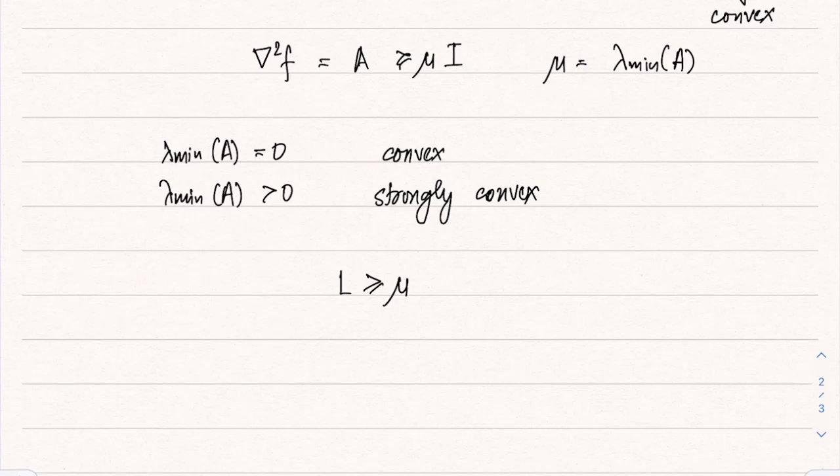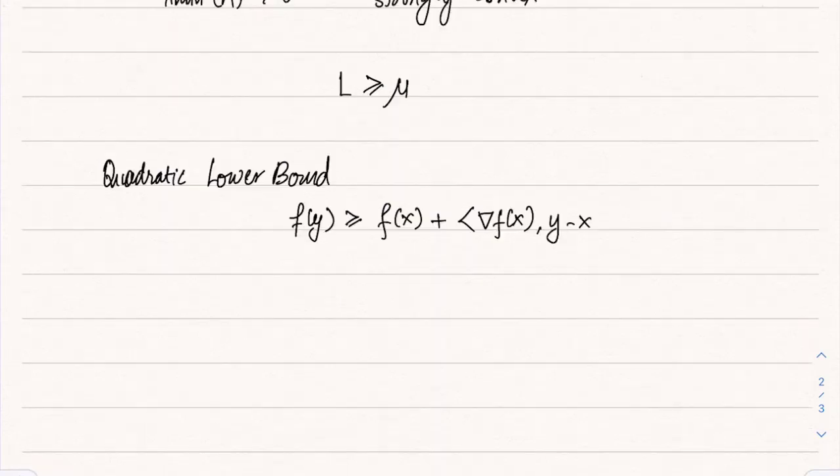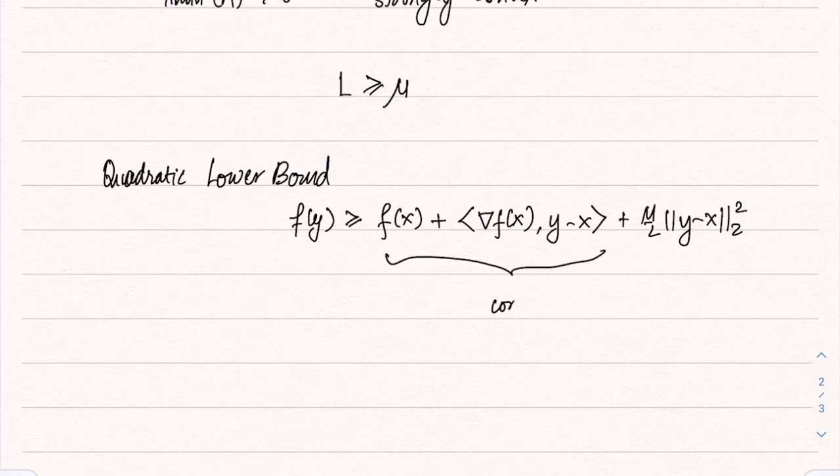Very similar to the quadratic upper bound condition we saw, there is a corresponding quadratic lower bound condition. The quadratic lower bound condition for strongly convex functions is that f of y is greater than or equal to f of x plus the inner product of gradient f of x and y minus x, plus mu by 2 times the norm of y minus x squared. As you may remember, the first two terms appear in the definition for convexity. If these two terms are there, we have convexity, or equivalently, if mu is equal to 0, we have convexity. So this last term is the extra term.